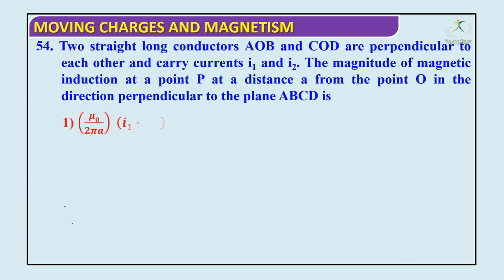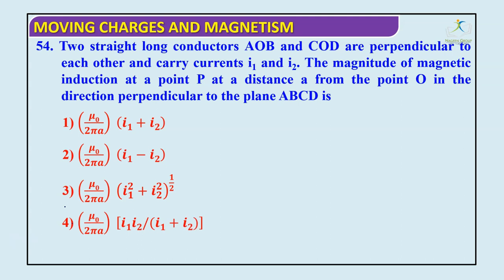Next question: two straight long conductors AOB and COD are perpendicular to each other and carrying currents I1 and I2. The magnitude of magnetic induction at a point P at distance A from the point O in the direction perpendicular to the plane ABCD is: first, mu naught divided by 2 pi A times (I1 plus I2). We have four options here. You can choose any one of them. The correct answer will be 3.